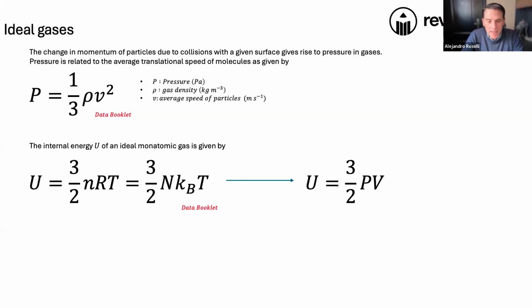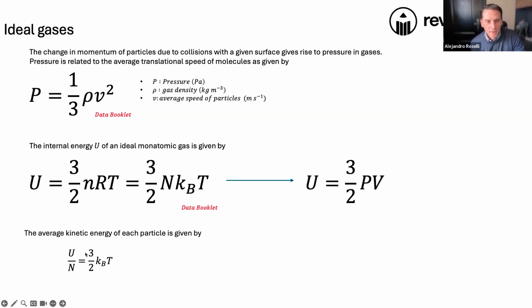Now, if we take the internal energy of the gas, this expression, and we divide it by the number of particles, that means U divided by N, N being the total number of particles, mathematically we get this expression, 3/2 kBT, which has a meaning. If we take the total internal energy of the gas and divide it by the number of particles, the number that we get represents the amount of energy that each particle has, which is 3/2 kBT.